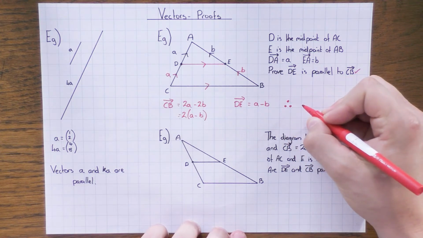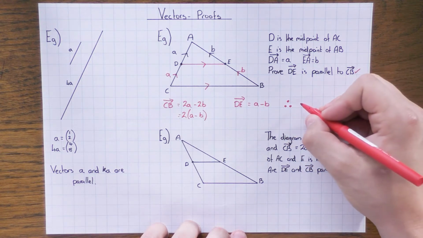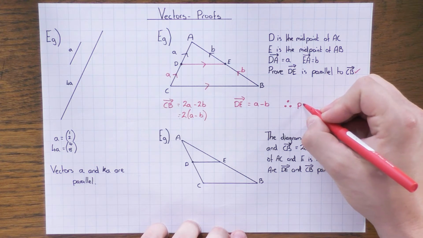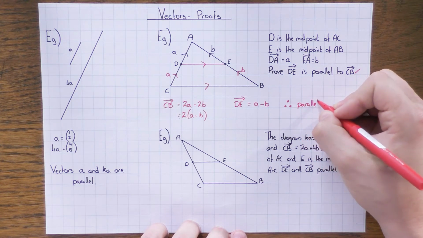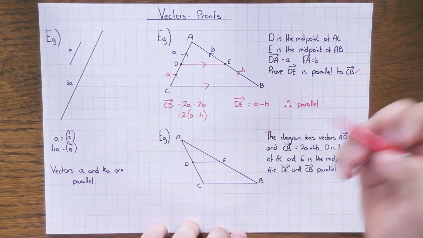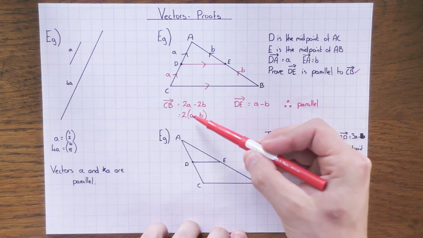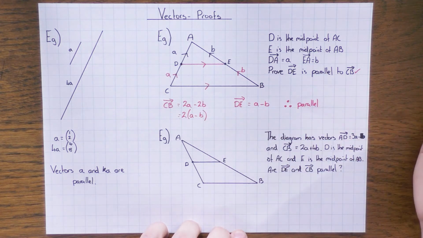These 3 dots here just mean therefore. Of course, you can write therefore if you wish. So therefore, parallel, because they have a scale factor. You can go in a bit more detail if you want with that, but essentially because that's just twice as big, they're parallel. Okay, let's have a look at another one then.